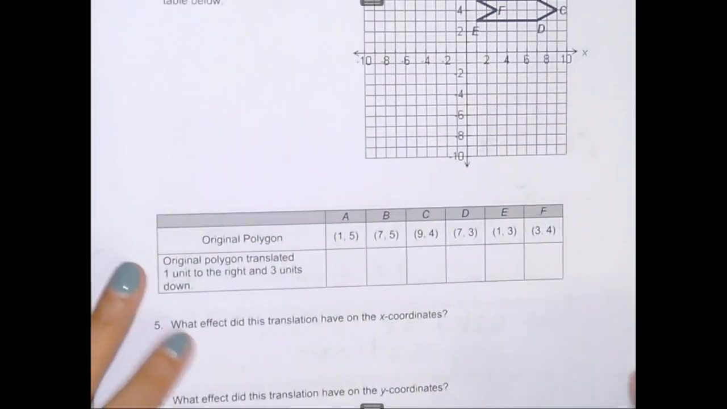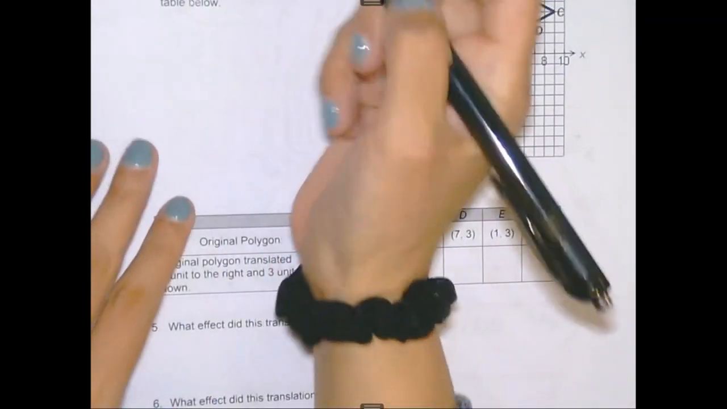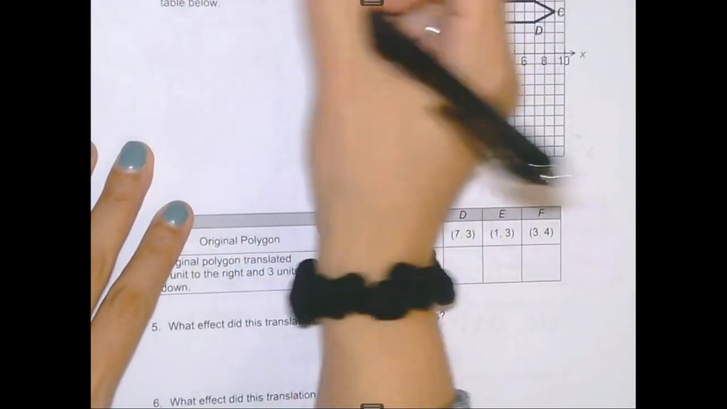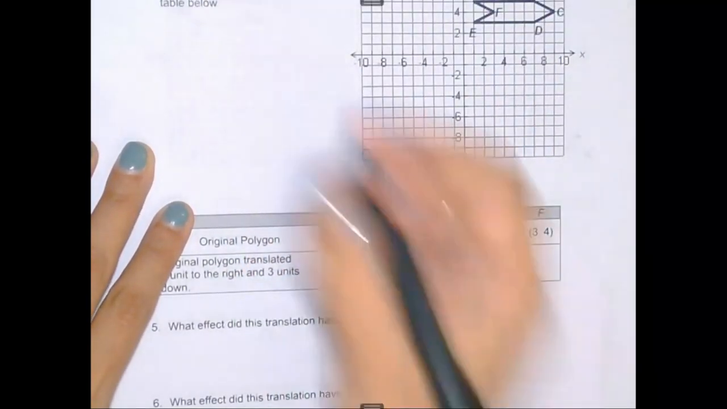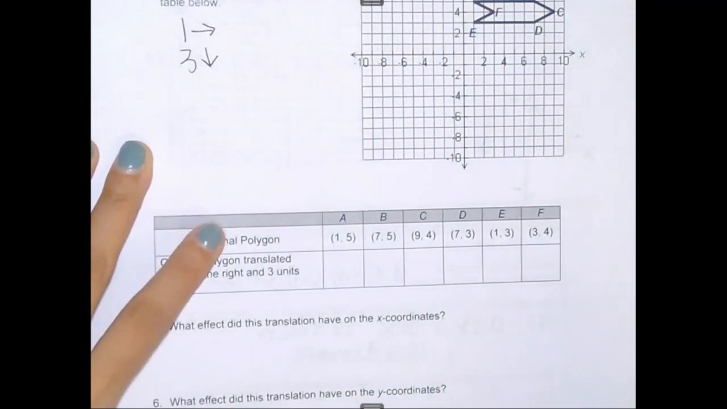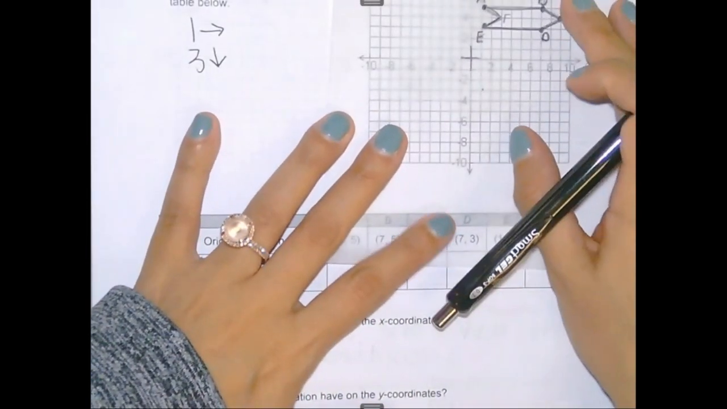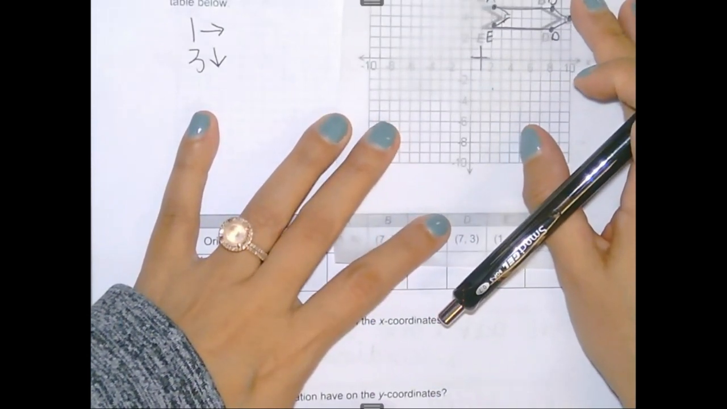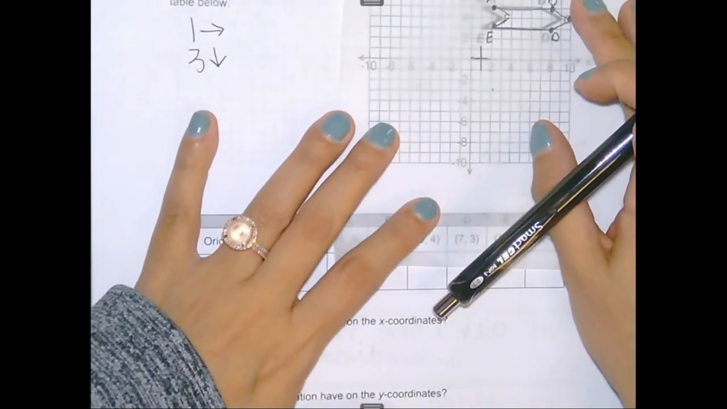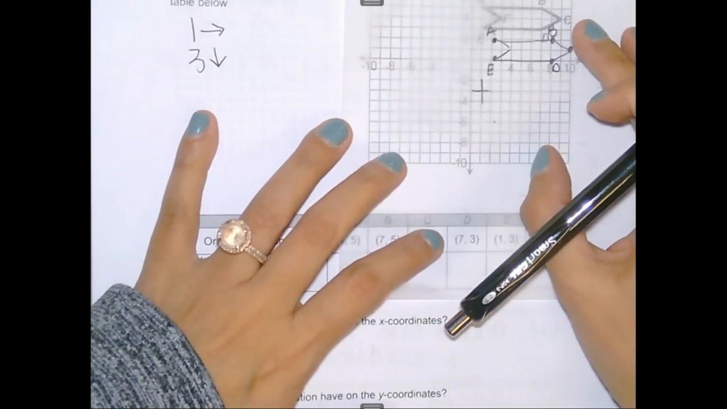All right. The next one, translate polygon A, B, C, D, E, F, 1 unit to the right and 3 units down. So 1 to the right, 3 units down. I don't need to retrace. It is the exact same sheet. So I'm going to go 1 to the right, and this time I'm going down. 1, 2, 3.